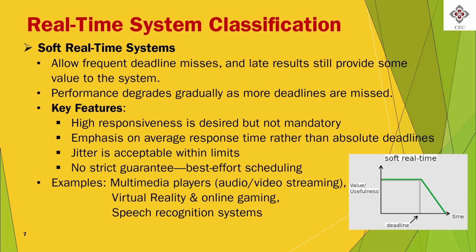Virtual reality, online gaming and speech recognition systems all have tolerance for losing some data, and still it will be useful. The graph shows that in this portion, even after the deadline is over, the usefulness is not 100%, but it can still be used to some extent. That is what soft real time systems mean.